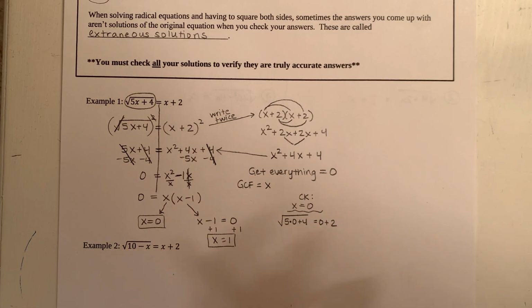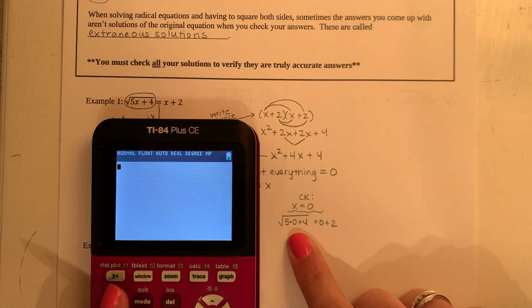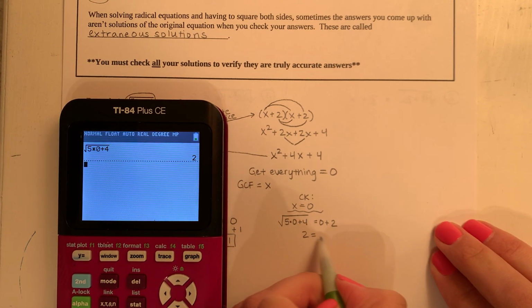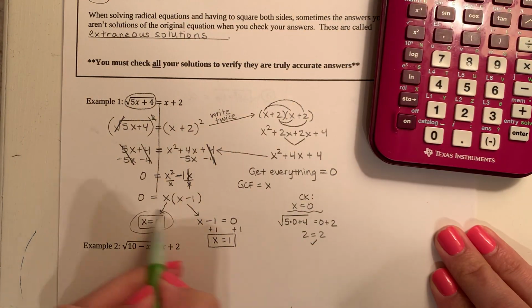Okay, on the left-hand side, let me grab my calculator. I'm going to plug that entire left-hand side in my calculator. So I have 5 times 0 plus 4. Notice that's all underneath the square root. Press enter. That gets me 2. So on the left-hand side, I have 2, and on the right-hand side, 0 plus 2 is 2. So the answer x equals 0 is a good answer.